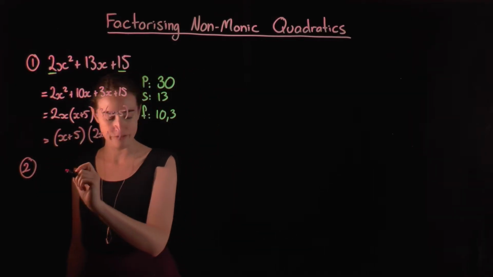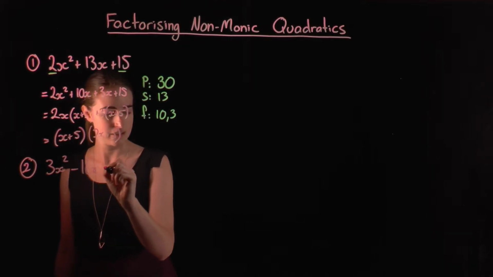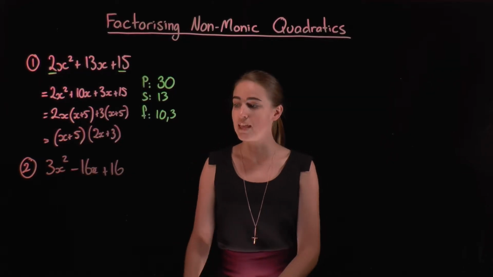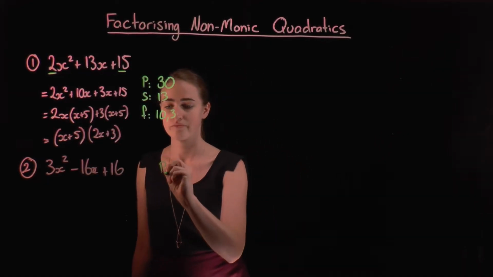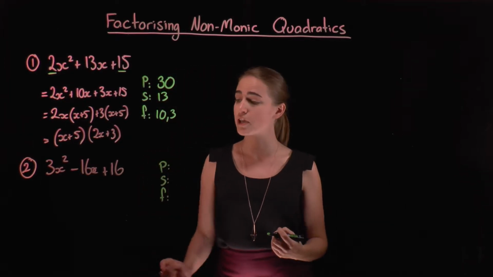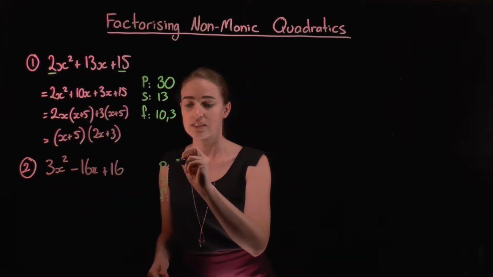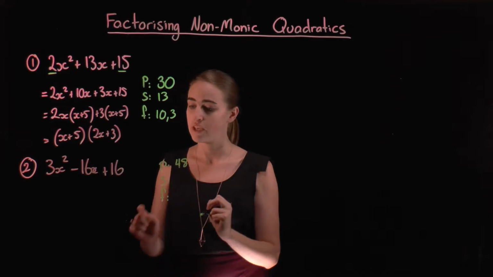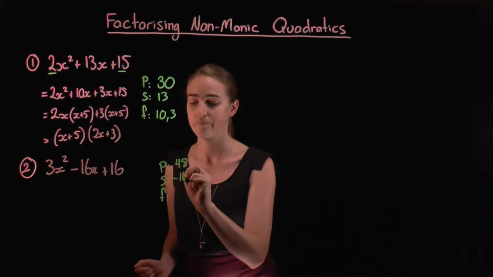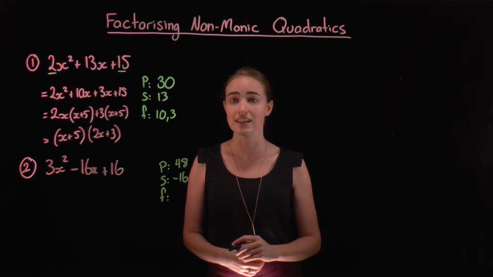This time we're going to have 3x squared minus 16x plus 16. Again, we're going to start off using the PSF method. Don't forget our product: when we're doing non-monic quadratics, we have to multiply our 16 and our 3 together. That's going to give us 48. We want a sum that's the coefficient of our x term, so that's our minus 16. So we need 2 numbers that multiply to give 48 and add to give minus 16.